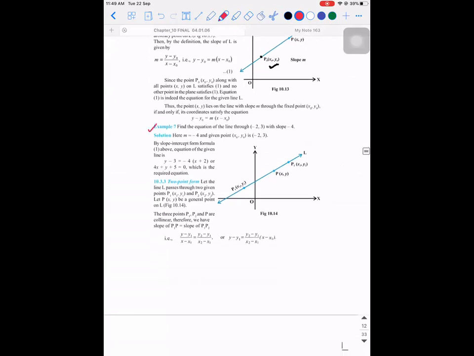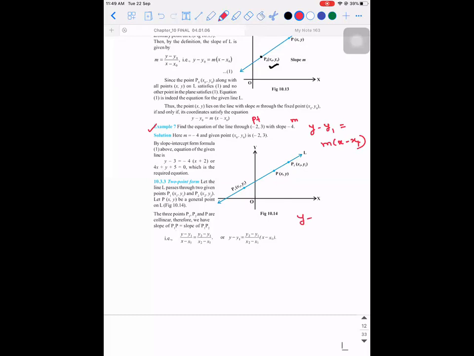So look at this example. Find the equation of a line through a point which has a slope of minus 4. So what is the formula? y minus y1 is equal to slope into x minus x1. Even if you forget this, will you be able to derive it?